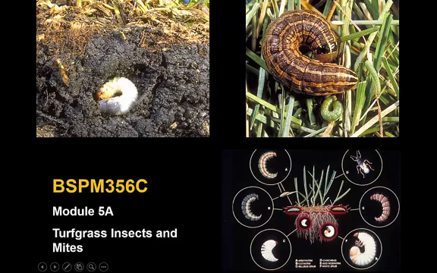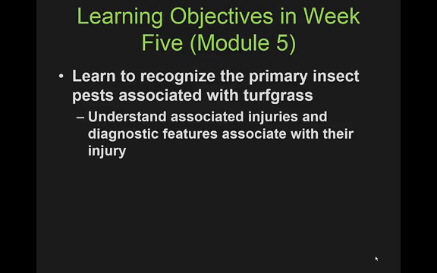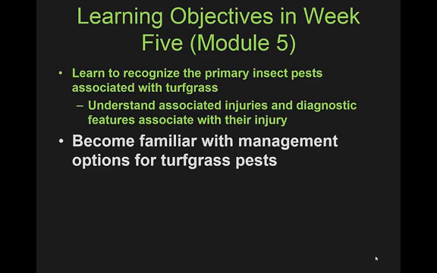This final week, the emphasis is going to be on the insects and other arthropods associated with turfgrass. So the learning objectives will be, first of all, to learn to recognize the primary insect pests that are associated with turfgrass, but more importantly, what is the kind of injury that they might produce, and what are the diagnostic features associated with their presence. Furthermore, to become familiar with some of the management options we have for these various turfgrass pests.